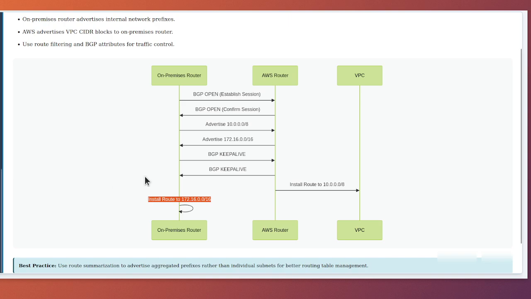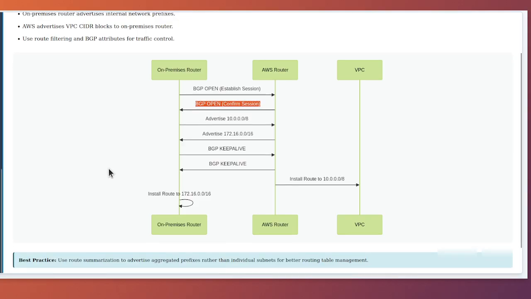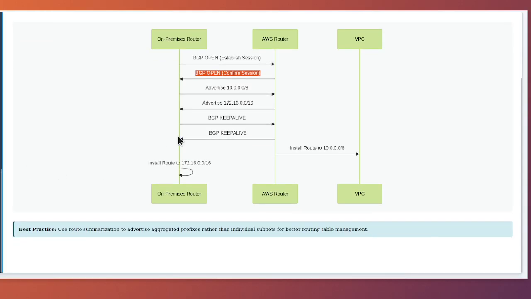The BGP session establishment happens automatically once both sides are properly configured with the correct ASN, IP addresses, and authentication if MD5 authentication is enabled. The routers exchange OPEN messages to establish the session, then exchange UPDATE messages containing route advertisements. The session is maintained with periodic KEEPALIVE messages.